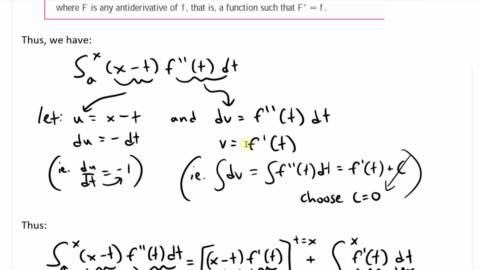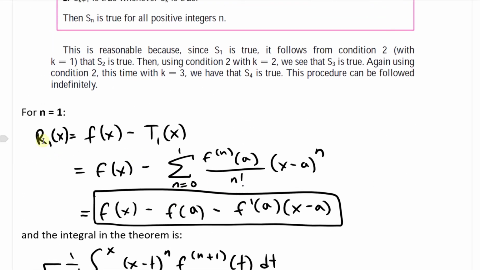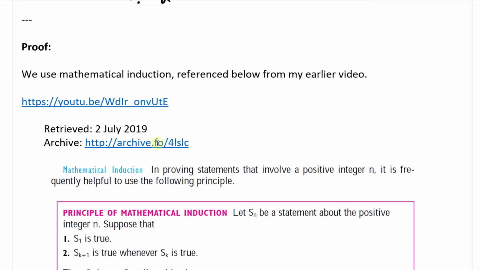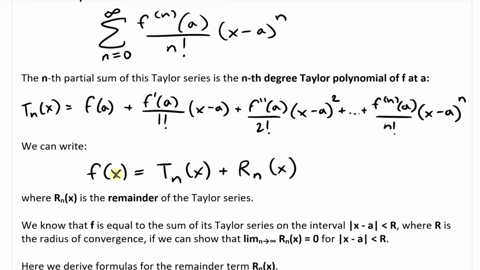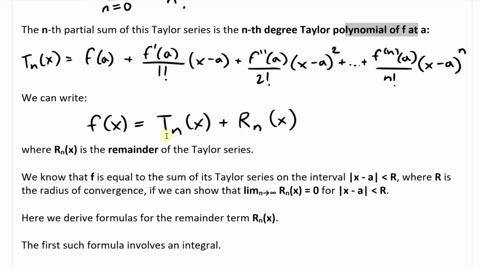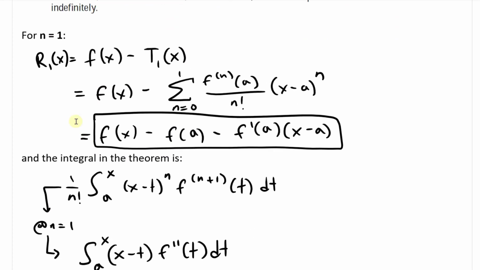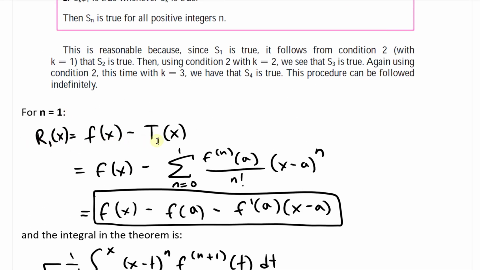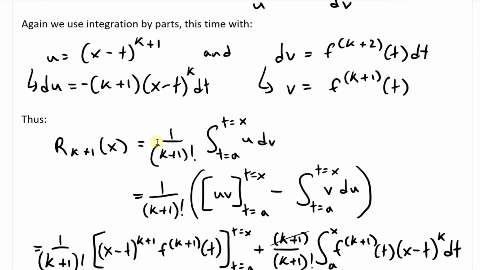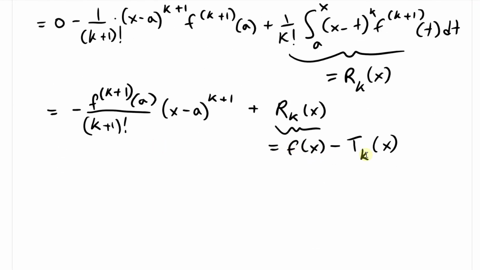And again, let's just scroll up for a refresher. So remember, r1 of x equals f of x minus t1 of x, like that. So yeah, we have that scenario. So here, recall this. We can write f of x equals t n, the nth degree Taylor polynomial of f at a, plus r n of x, that's the remainder. Then we just move this over to the other side, so we're going to have r n of x equals f of x minus t n of x. But in our case, for the first one, n equals 1, we're going to have r1 of x equals f of x minus t1 of x. So now for r k of x, this just equals f of x minus t k of x.